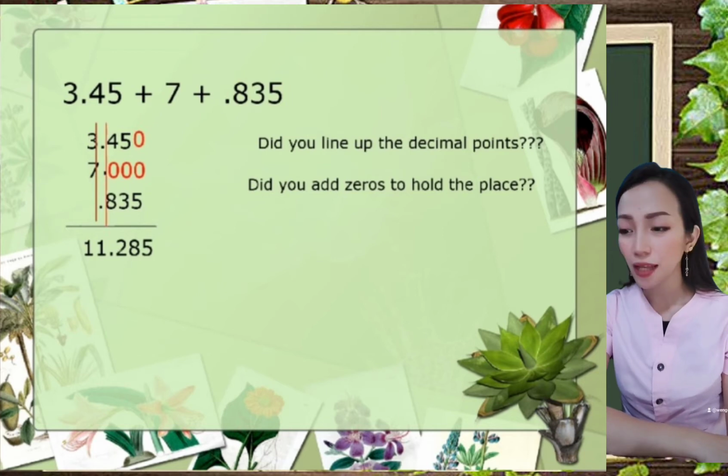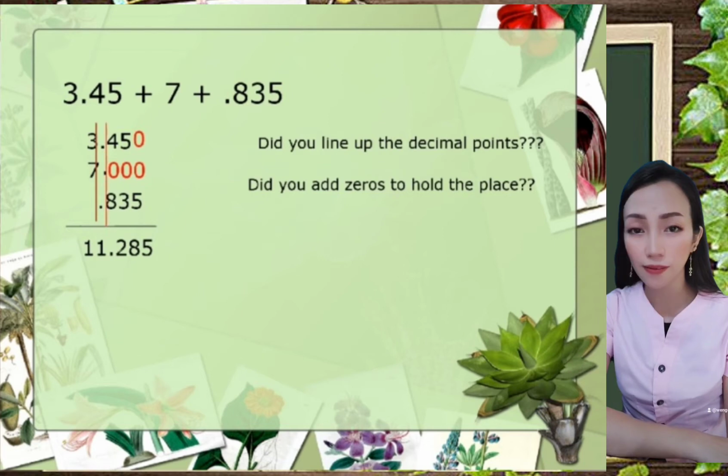And then, let us now do the operation. 0 plus 0 plus 5 is 5. 5 plus 3 is 8. 4 plus 8 is 12, carry 1. That is 7 plus 3 is 10 plus 1, that is 11. Copy the decimal, so that is 11.285.